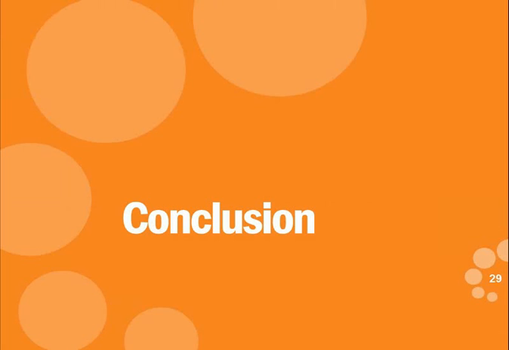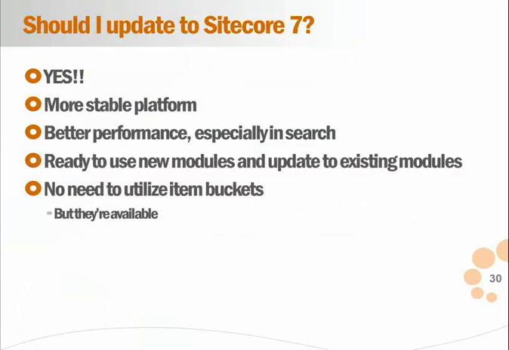So, conclusion, and this is the big question that everyone's asking: should I update to Sitecore 7? And I would say absolutely yes. Sitecore 7 is a more stable platform. It has better performance, especially when it comes to search and indexing. Brand new modules that Sitecore are going to put out typically will focus on the most current version of Sitecore. So if Sitecore tomorrow released a brand new module for integration with the newest, hottest social network, for example, chances are that's going to be first available for Sitecore 7 and then possibly will be back-ported.